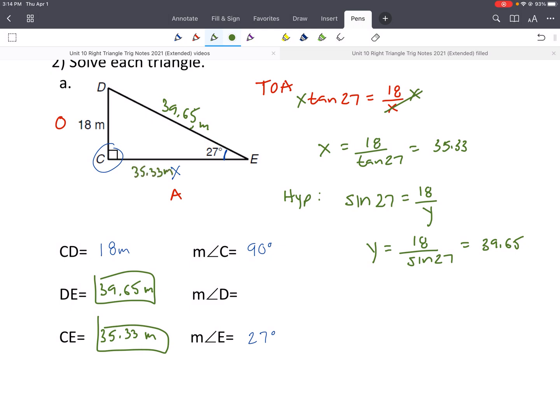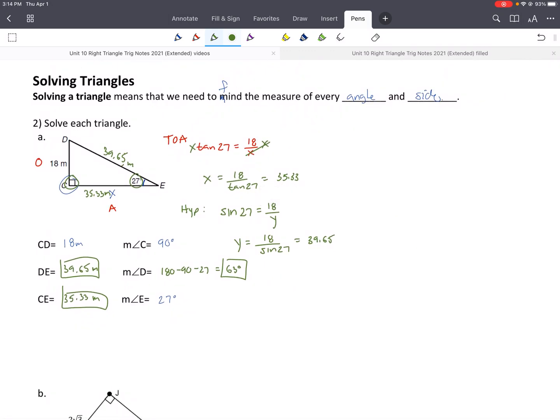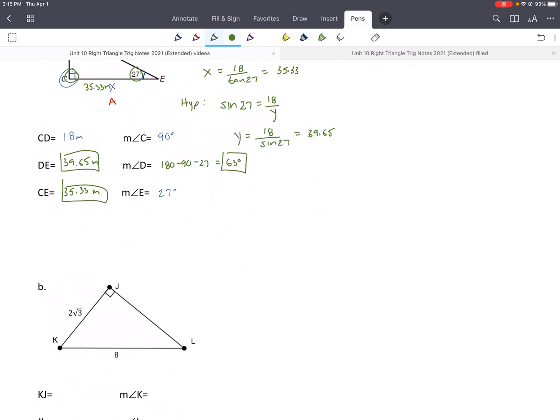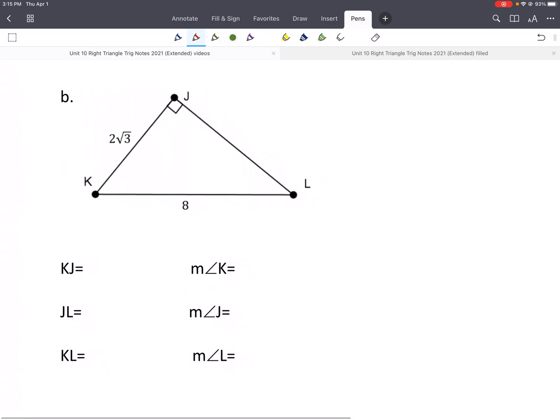Now we just need to find our missing angle. The easiest way, since we already have two of the three angles, is 180 minus 90 minus 27, and that would give us 63 degrees. So that is solving a triangle. Again, it's just building in everything that we've used so far. Here's B. I'll go ahead and do this. If you feel comfortable or just want to practice it and then go to the end, that's great.